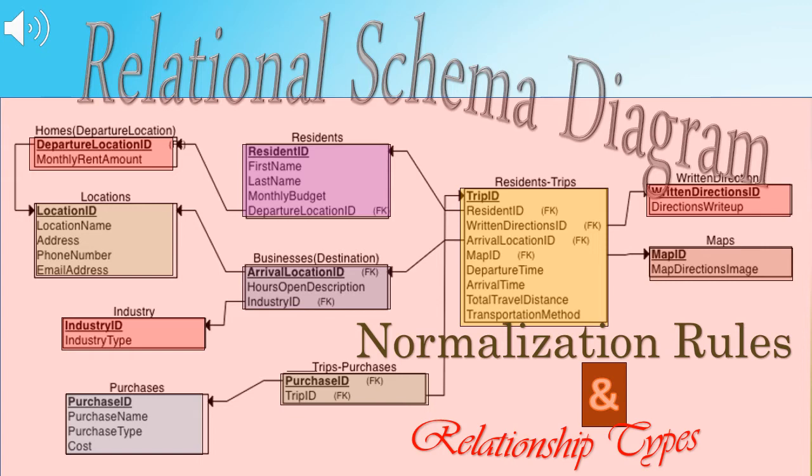And then the next entity is purchase, and the tables that instantiate it are the purchases table and the trips purchases table. Its description is a single purchase resulting from a trip, and its attributes include purchase name, purchase cost, purchase type such as product or service. And then another entity is trip purchase, and the table that instantiates it is trips purchases, and it's comprised of purchase ID and trip ID.